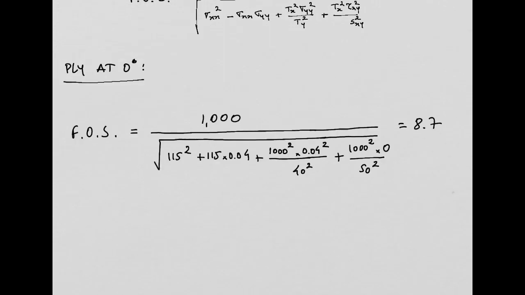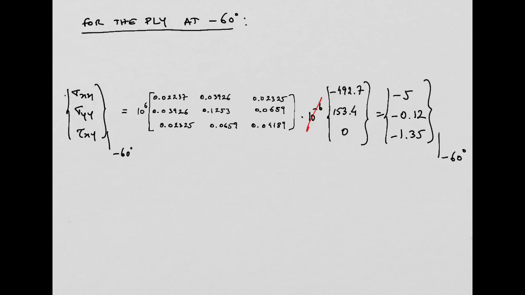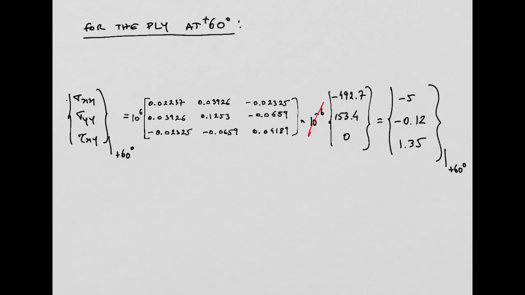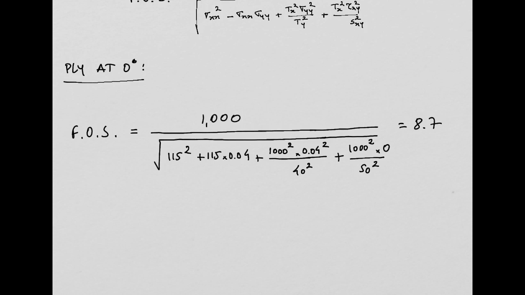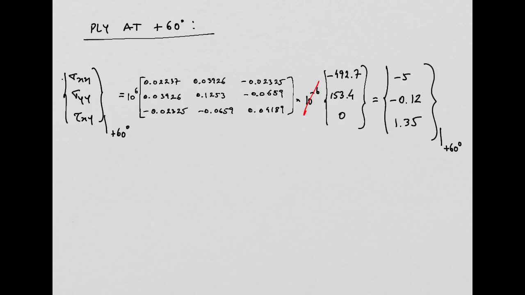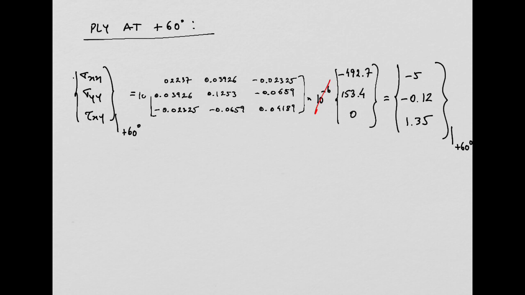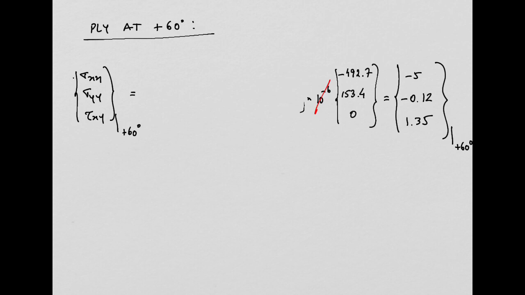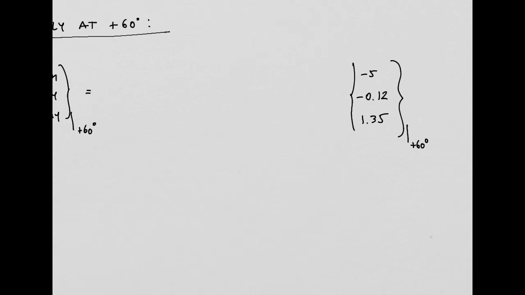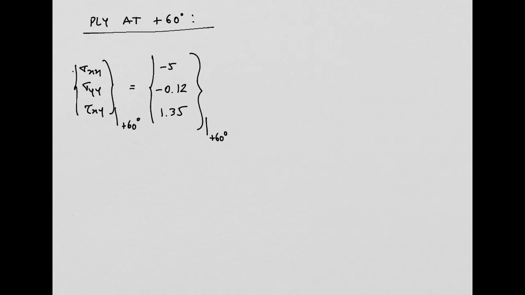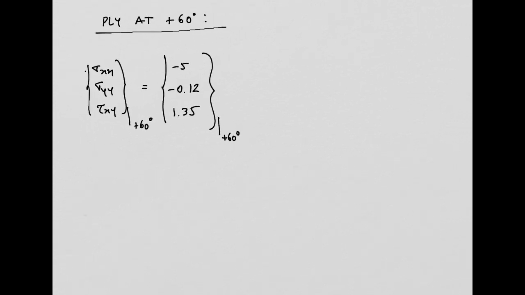So for the ply at 60 degrees, we calculated the stresses at 60 degrees, is this one. Let me copy this. Maybe I can copy all of this. So these were the stresses for the ply at 60 degrees. So these stresses are in the local lamina coordinate system. Before we move on, we need to transform this to the global coordinate system.